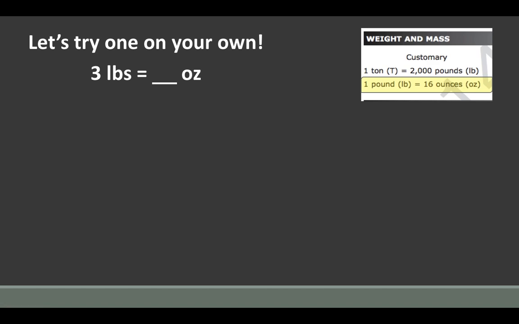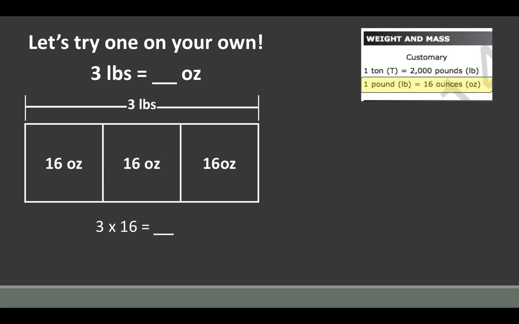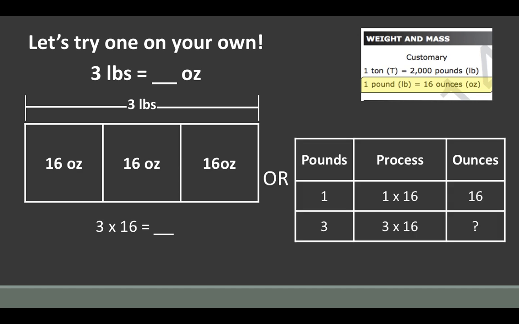So, they're going to review this as well. With weight and mass, 1 pound equals 16 ounces. Their model looks exactly like ours. Or pounds, process, ounces. 48 was the correct answer.